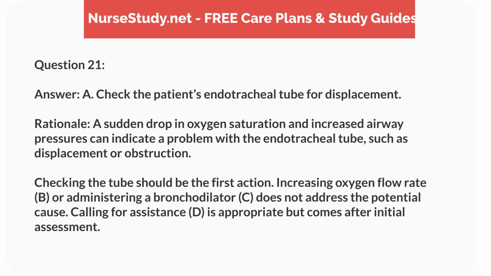Answer: A. Check the patient's endotracheal tube for displacement. Rationale: a sudden drop in oxygen saturation and increased airway pressures can indicate a problem with the endotracheal tube, such as displacement or obstruction. Checking the tube should be the first action. Increasing oxygen flow rate, B, or administering a bronchodilator, C, does not address the potential cause. Calling for assistance, D, is appropriate but comes after initial assessment.